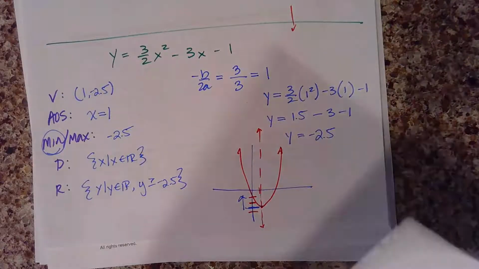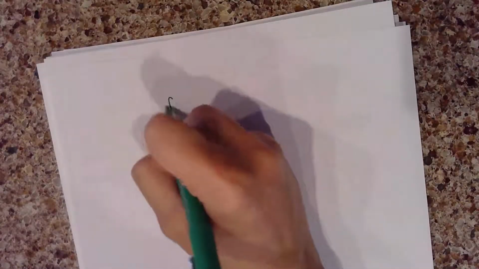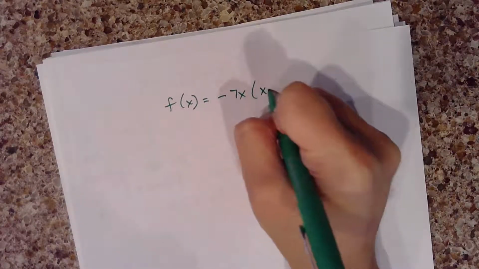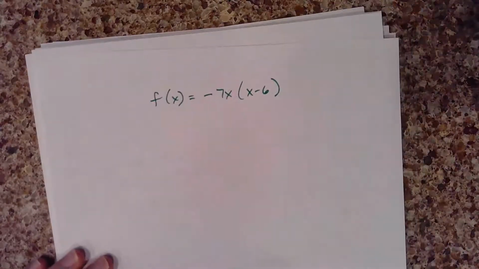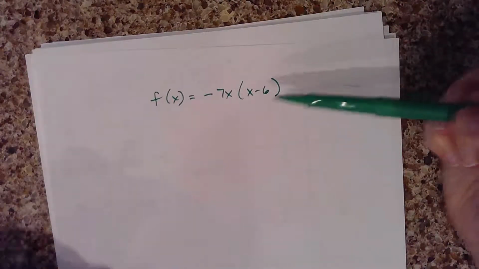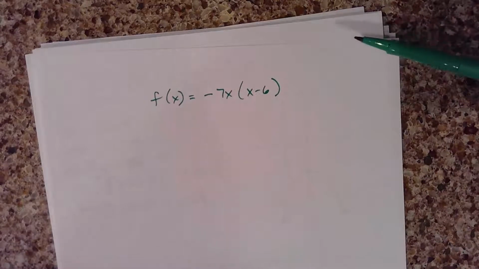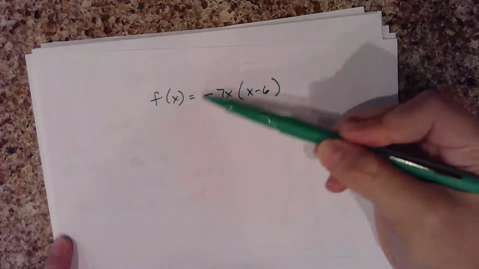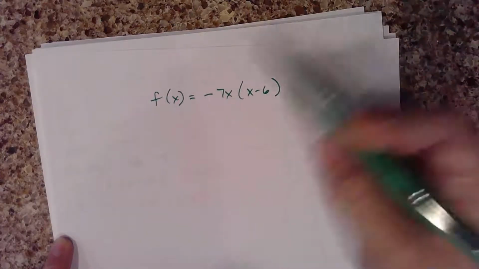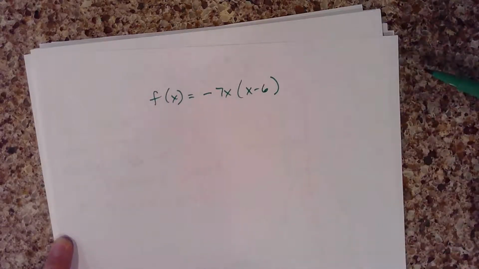All right, last but not least, the intercept form. Picked this one on purpose because this is the one that tends to throw people off. So f of x equals -7x times (x minus 6). You can tell the difference between vertex form and intercept form because this is not being squared. If it's in vertex form, the parenthesis is being squared. The other tidbit of information is that this is still a factor, even though it's not its own separate little parenthesis. We still factored out a -7x.